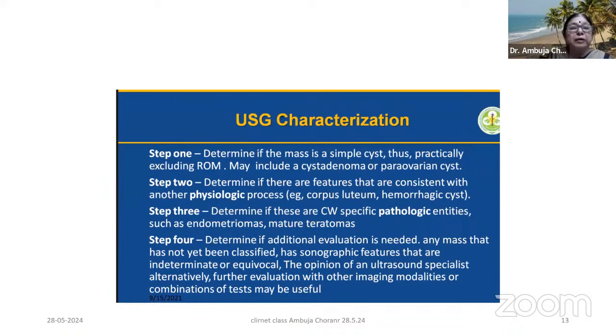And ultrasound characterization, step one: determine if the mass is a simple cyst, which practically excludes the risk of malignancy; it may include a cystadenoma or para-ovarian cyst. Basically, what is the meaning of a cyst? A fluid-filled sac is a cyst. What are the things you will see in the cyst? I'll tell you. What is the size of the cyst? What is the volume, that is length, breadth, and the volume. You will get it. And then what is the consistency and how the walls are.